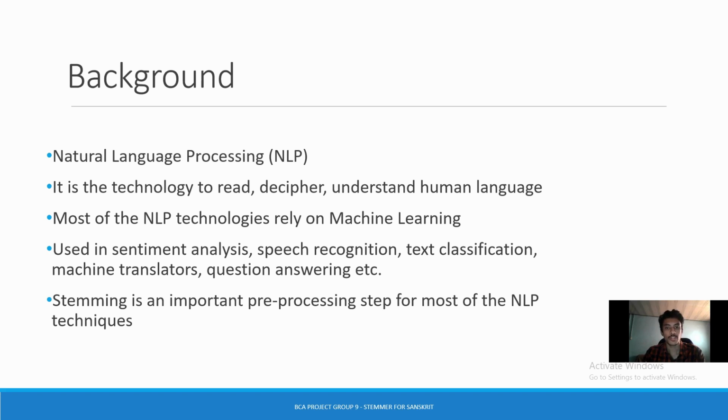Some of the software which use NLP are Microsoft Word, Grammarly, Google Assistant, Alexa and Siri. Stemming is an important pre-processing step of most NLP techniques. Stemming is a process where an inflected word is processed down to its stem.